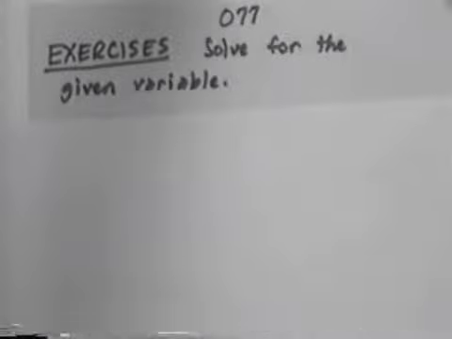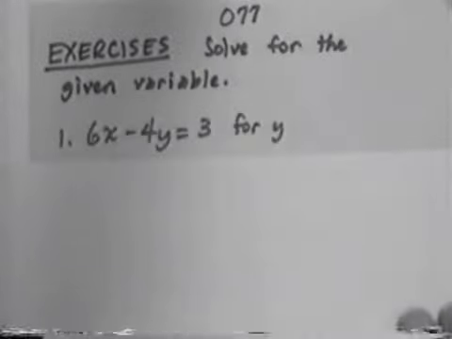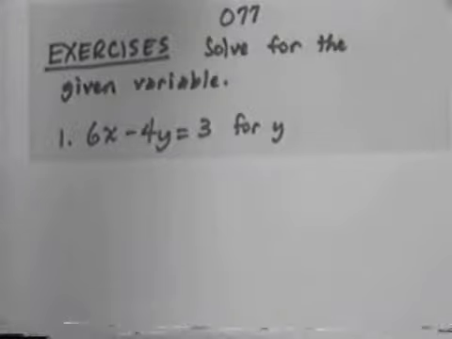Our first exercise, solve for the given variable. Solve 6x subtract 4y equals 3 for y. 6x subtract 4y equals 3 for y.